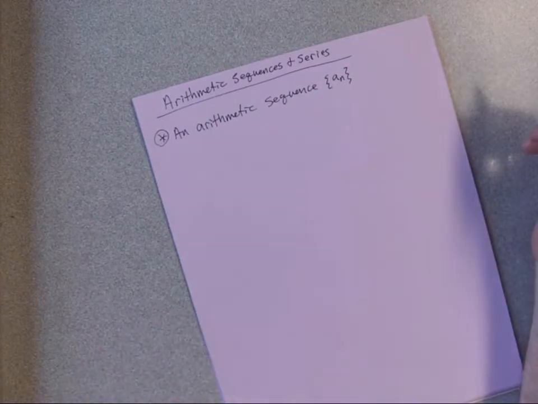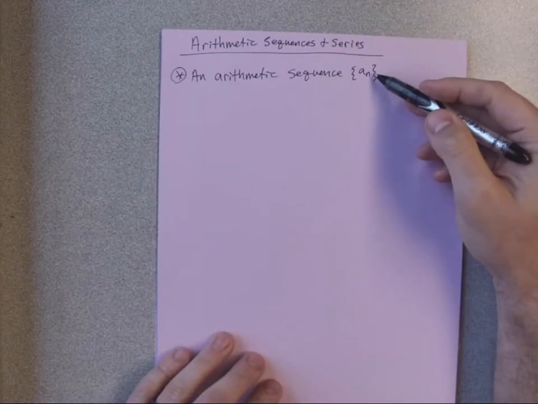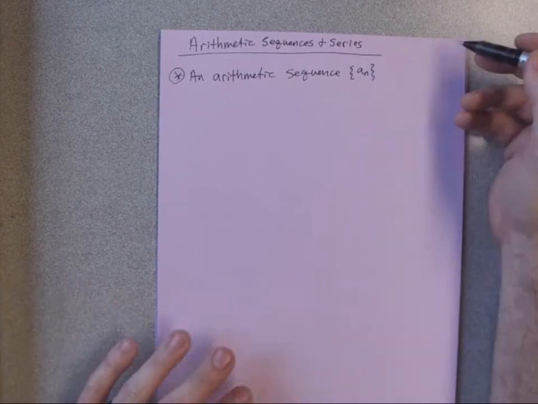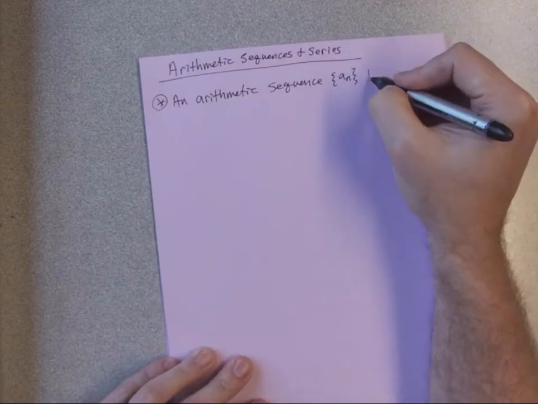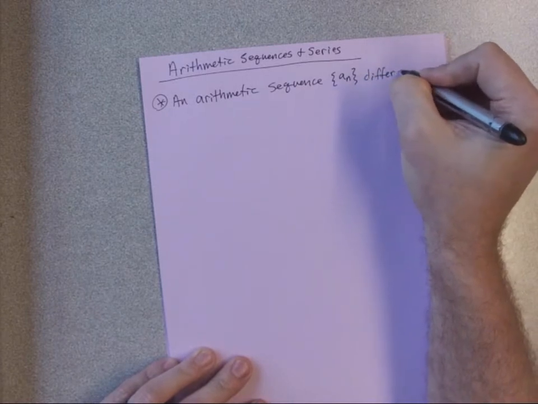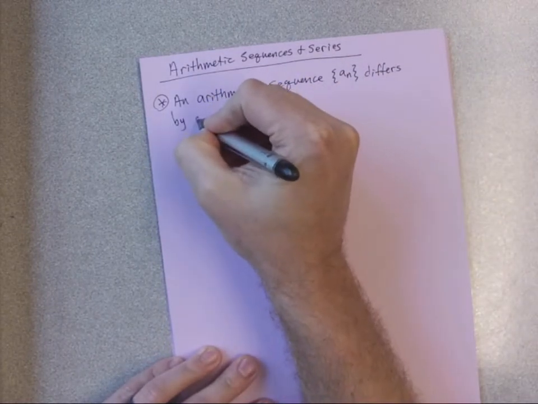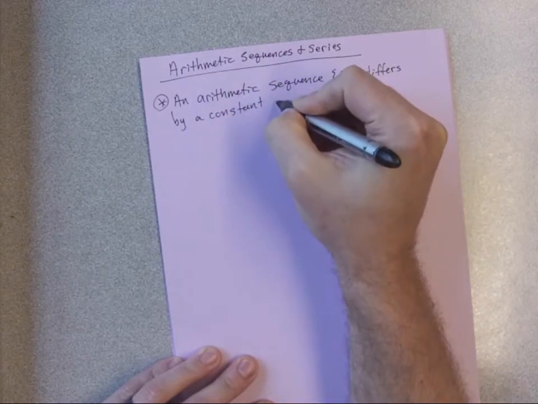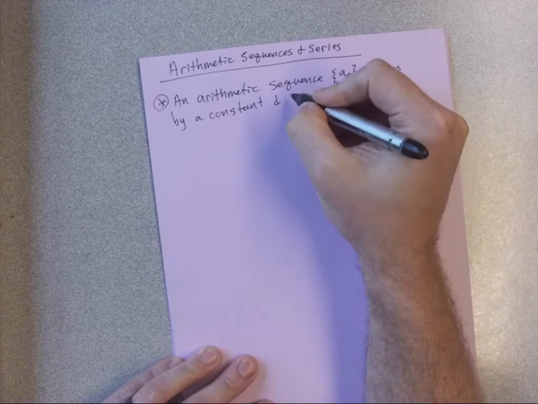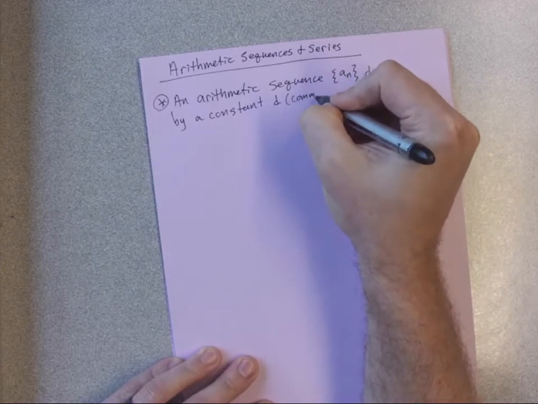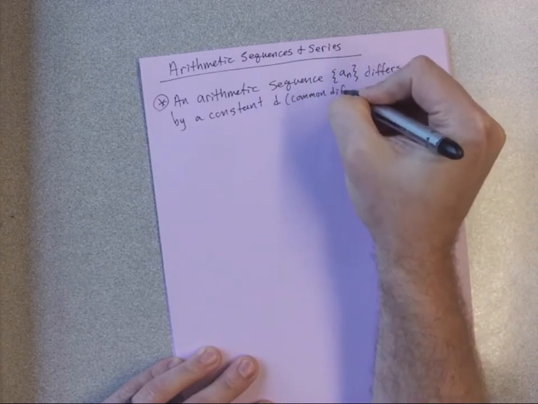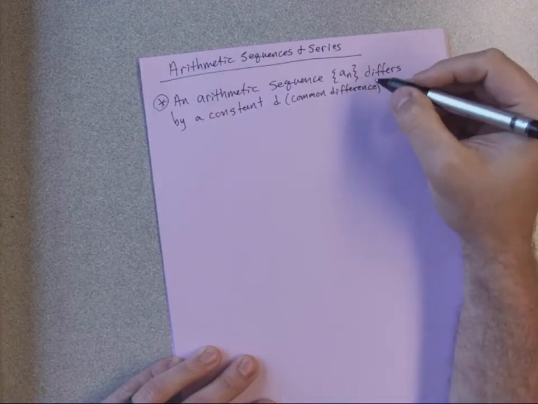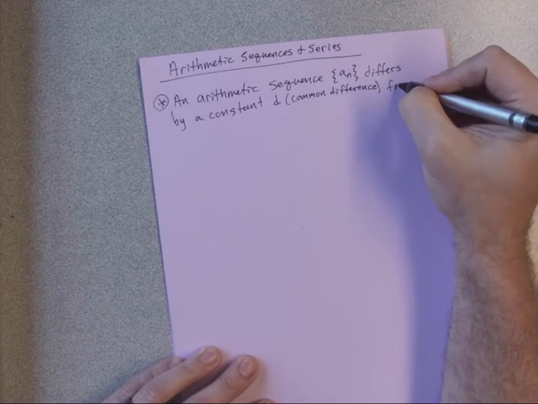So what we saw in the previous video: arithmetic sequence, call it A sub n. It could have been B sub n or whatever we wanted, but we're using A here, and it differs by a constant D. A constant D. This is called the common difference. And it differs by this constant D from term to term.